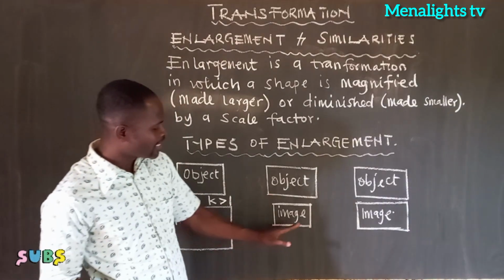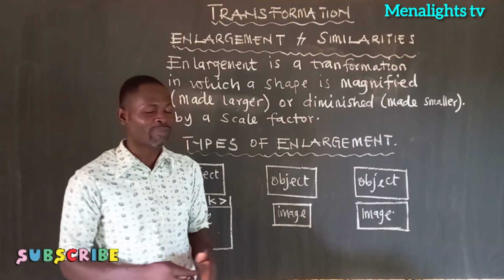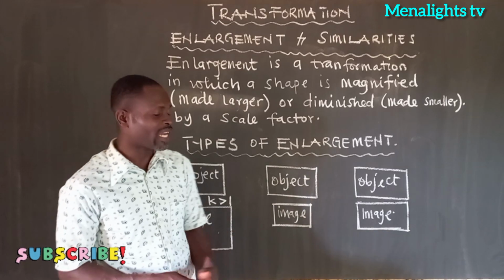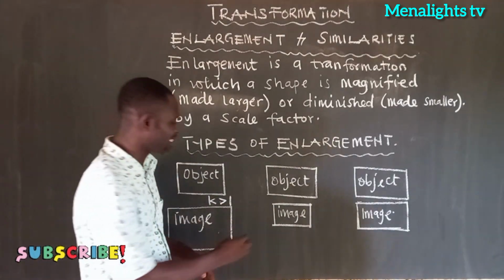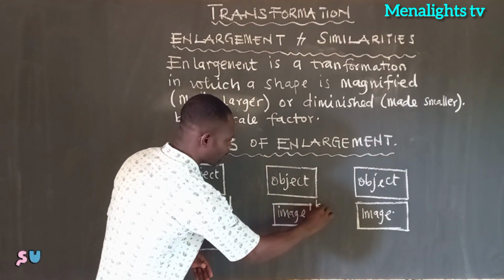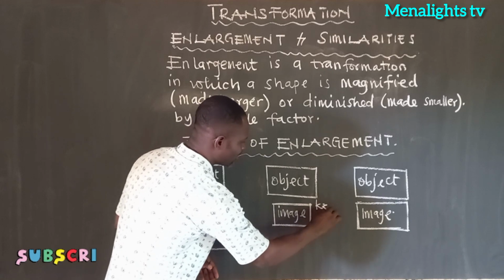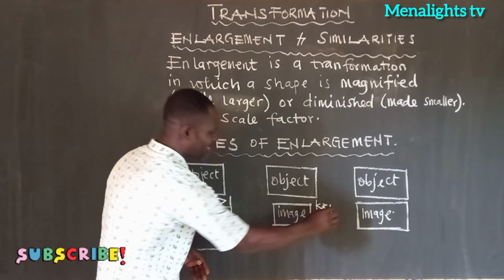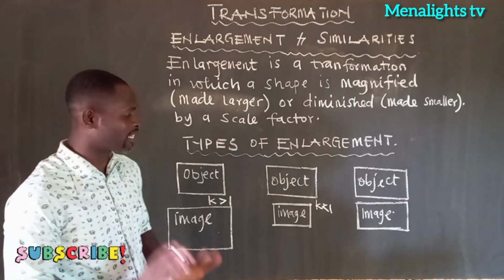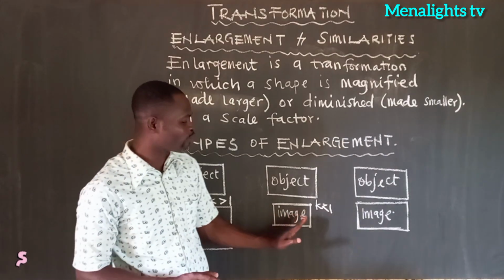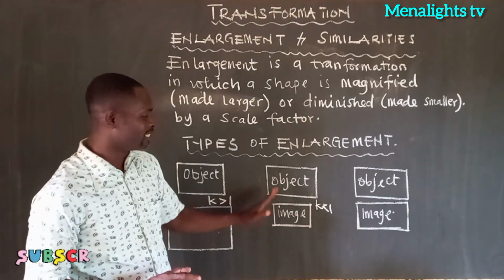Here the image is smaller than the object that you have. So here you can say that the scale factor K is less than 1. If the scale factor is less than 1, or 1 is greater than the scale factor, the image is always smaller than the object.